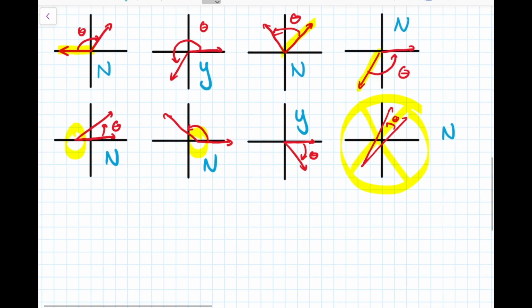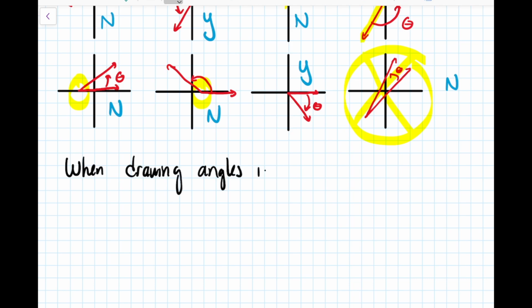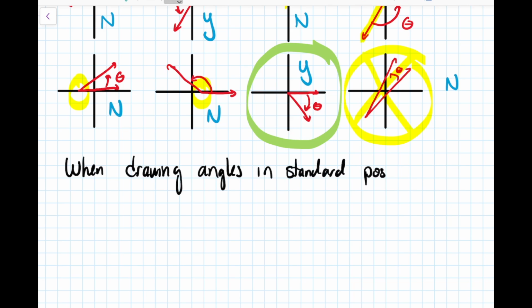Like I was just mentioning, when we're drawing angles in standard position, we typically do so counterclockwise. That's not a mandatory requirement. So this one up here that I'm going to circle in green, even though it is going clockwise, is still in standard position. But there is going to be something different about that one compared to the other ones.